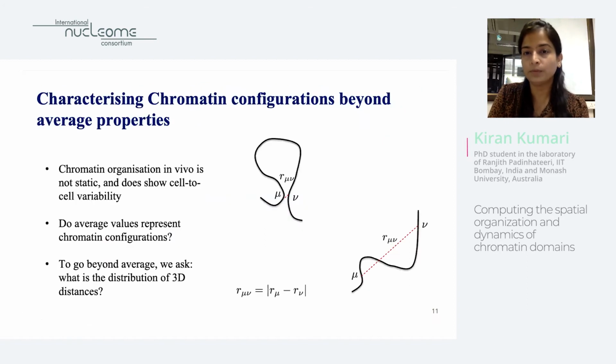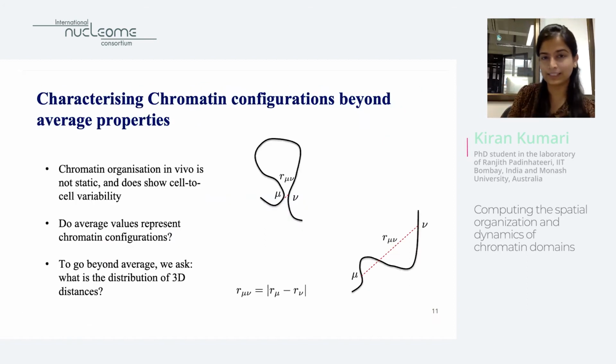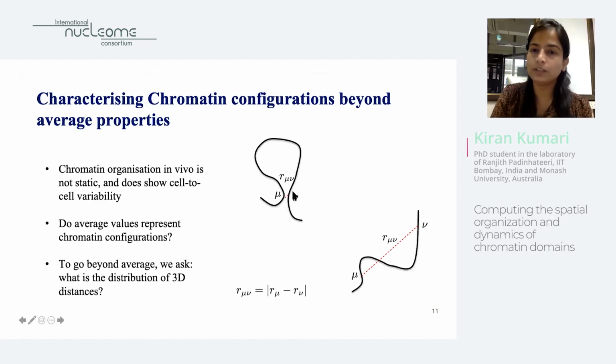Now, since we know that the chromatin in vivo inside a cell is not static and it shows cell to cell variability, that means a particular two chromatin segments can be in proximity at one time and can be far away at a different time point. So that indicates that the average value will not be sufficient to understand the full chromatin picture, and we need to go beyond the average and look at the full phase space which a particular segment explores.